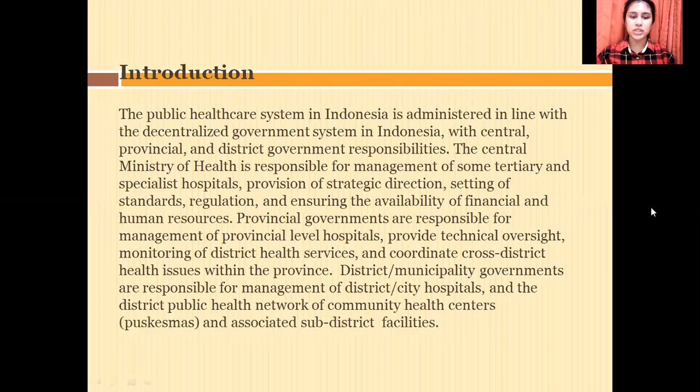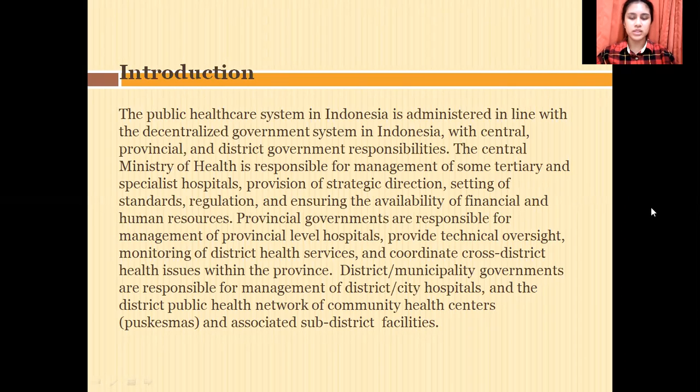The Central Ministry of Health is responsible for management of some tertiary and specialist hospitals, provision of strategic direction, setting of standards, regulation, and ensuring the availability of financial and human resources.